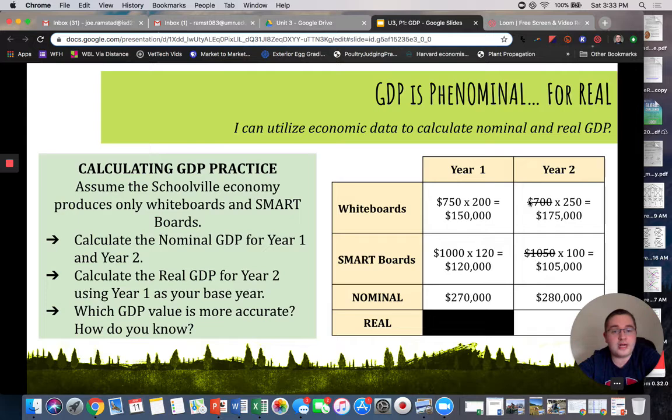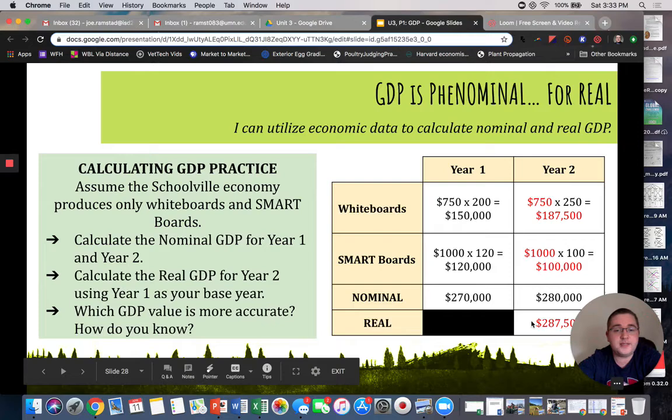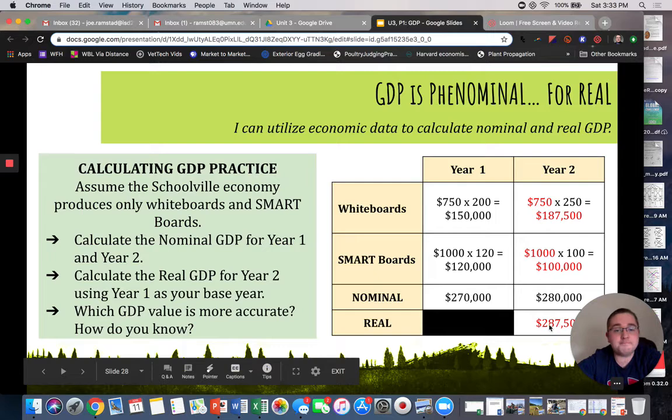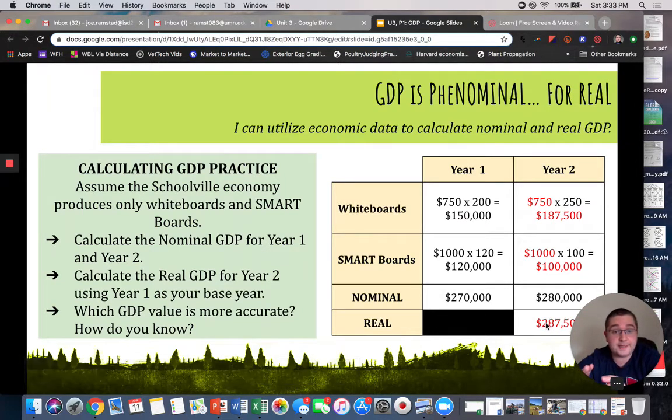So we cross out our $700 and our $1,050, and then we replace that with $750 and $1,000 to get $187,500 and $100,000 for our real GDP values, and that gives us a real GDP of $287,500. Now, in this case, our real GDP is higher than our nominal GDP, and that could very well happen in some economies. Generally, that's not the way it goes, but hopefully this opens your eyes to knowing how to calculate nominal versus real GDP.